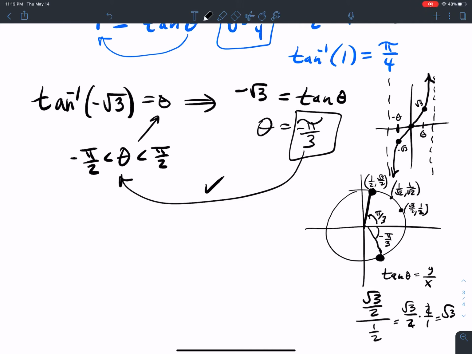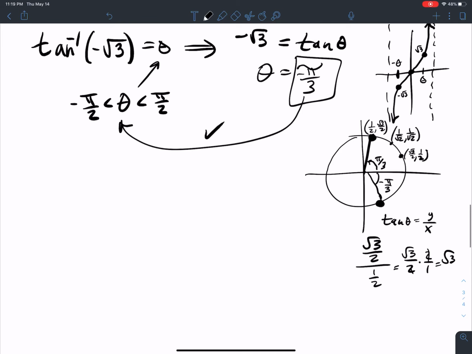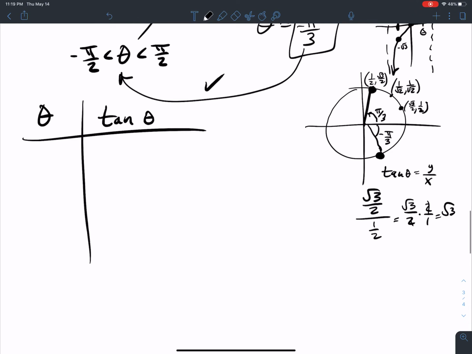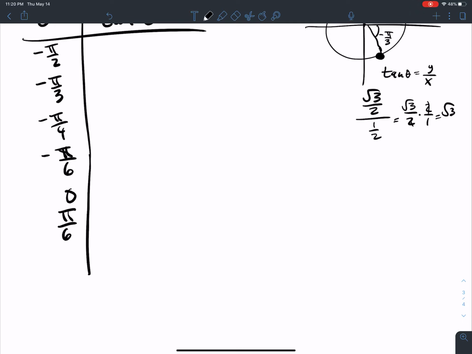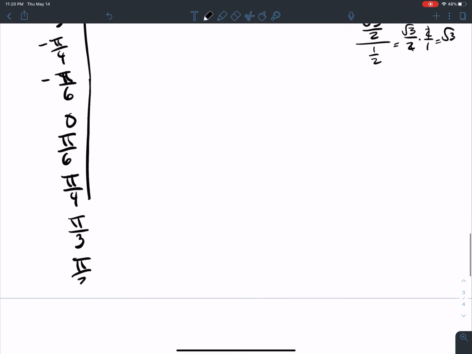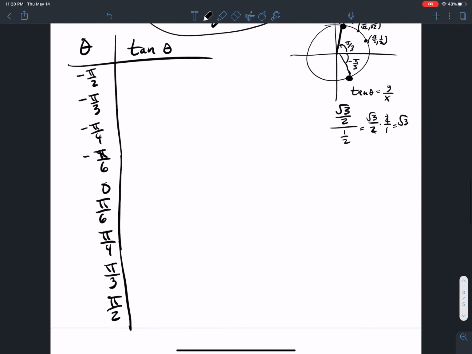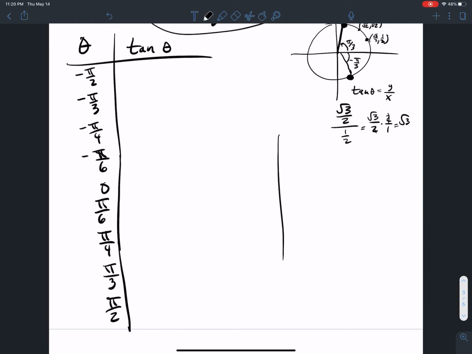So maybe it would be helpful if we wrote out a table. That way you'd have these all memorized. Hopefully you have them memorized, but if you don't, this is a good chance to see everything. So negative pi over 2, negative pi over 3, negative pi over 4, negative pi over 6, 0, and then we'll do pi over 6, pi over 4, pi over 3, and then pi over 2. Okay? So what are the values for tangent? Well, we look at the graph, right?